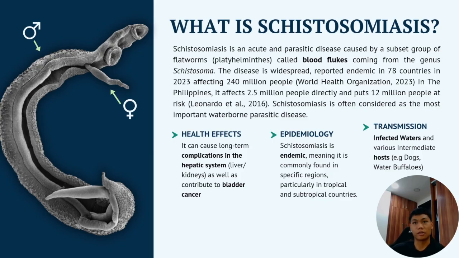So first, let's discuss what is schistosomiasis. Well, it's an acute parasitic disease caused by a subset of flatworms from the phylum Platyhelminthes called blood flukes, and they come from the genus Schistosoma. The disease is widespread and reported endemic in 78 countries in 2023, affecting 240 million people. In the Philippines, it affects at least 2.5 million people directly and puts over 12 million people at risk.